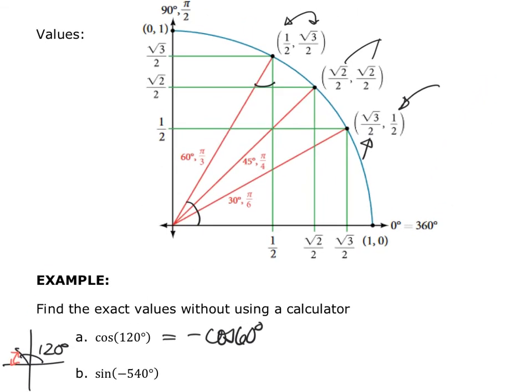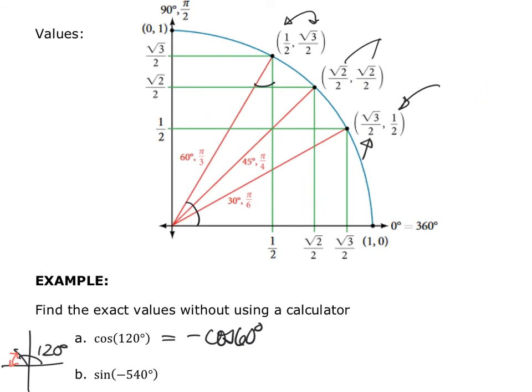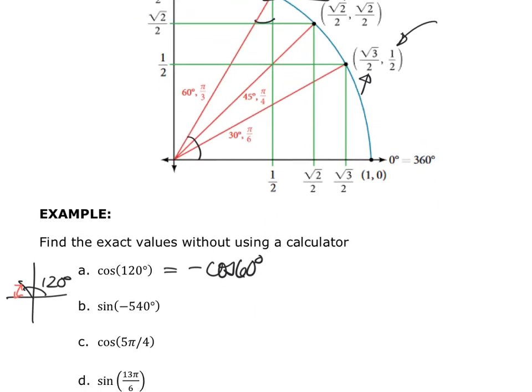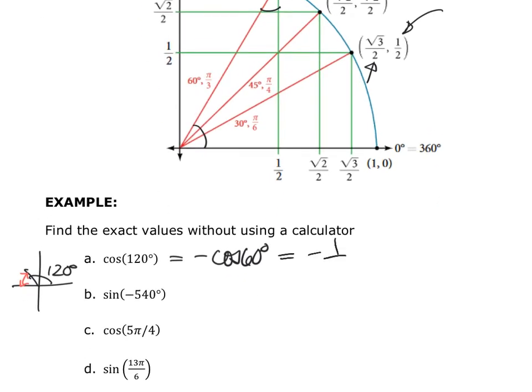So I'm going to go back up here, and my reference angle was 60 degrees, so I'm going to be using this one because that's the 60 degrees. My cosine is 1/2, but I'm in quadrant number 2, so the answer is -1/2.